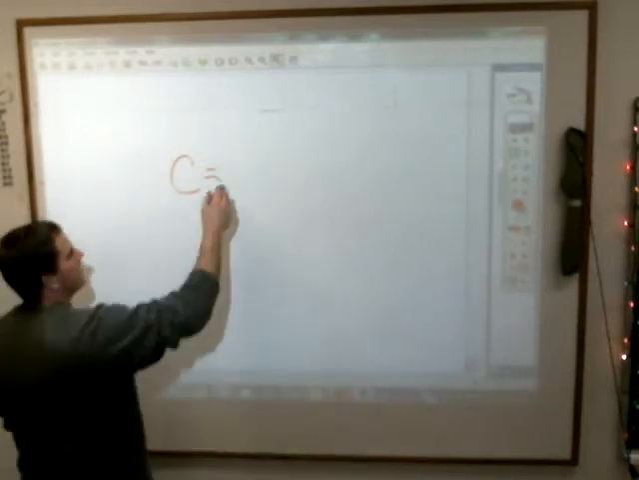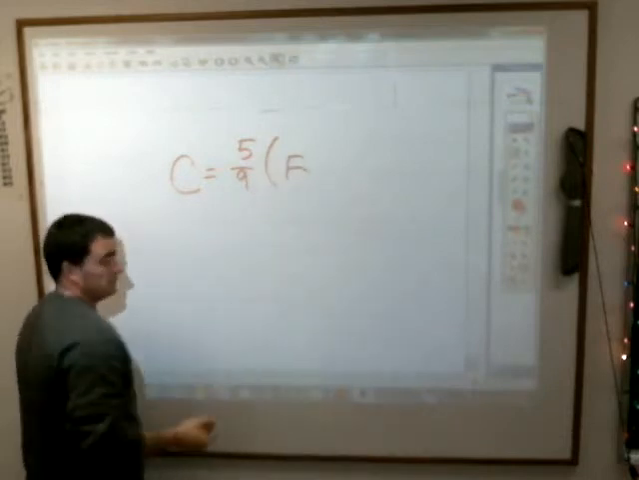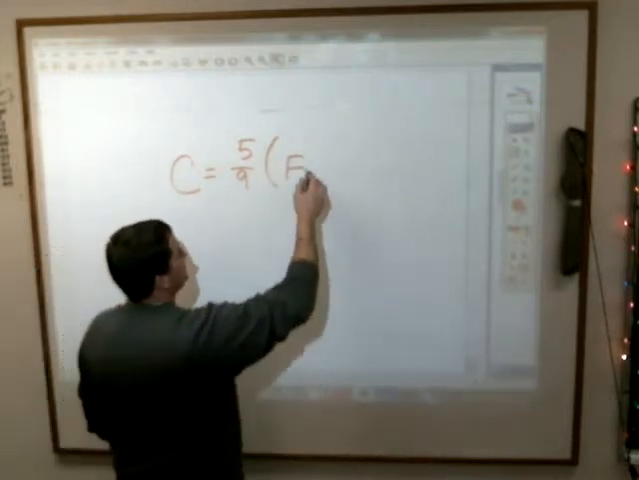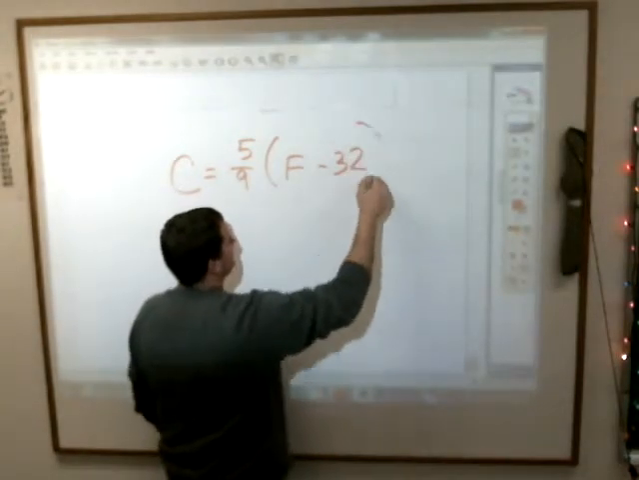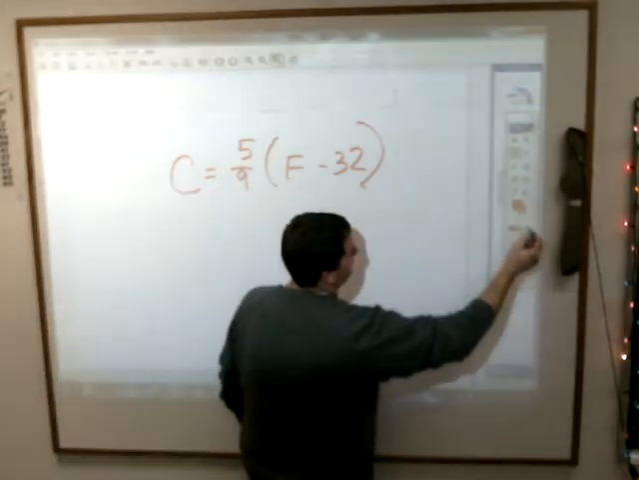Celsius equals 5/9 times (Fahrenheit minus 32). That is the formula to find Celsius if you know what the Fahrenheit temperature is. For example, let's just for fun plug this in here.